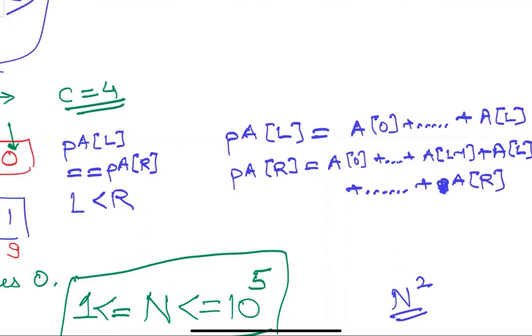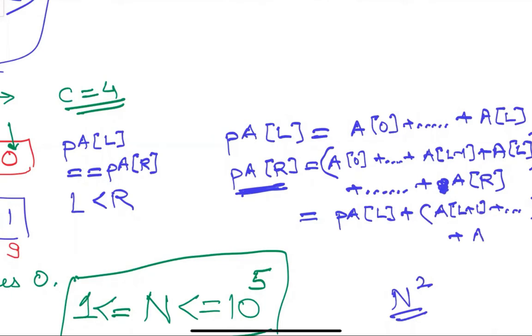Now, this PA of R can be rewritten as PA of L plus, what is the additional range I have to add? L to R, are you sure? It is L plus 1 to R. L plus 1 to A of R.